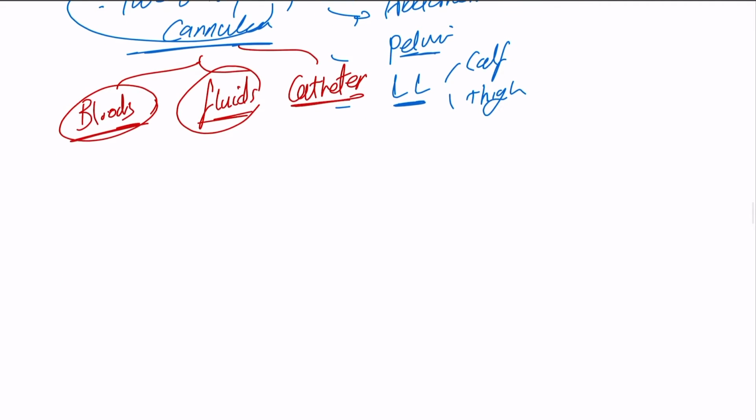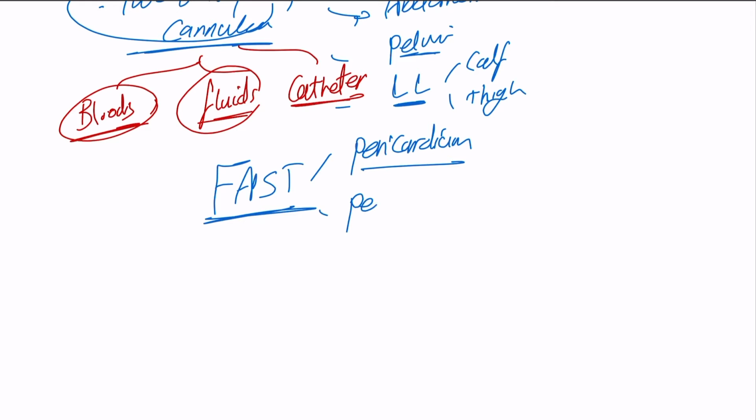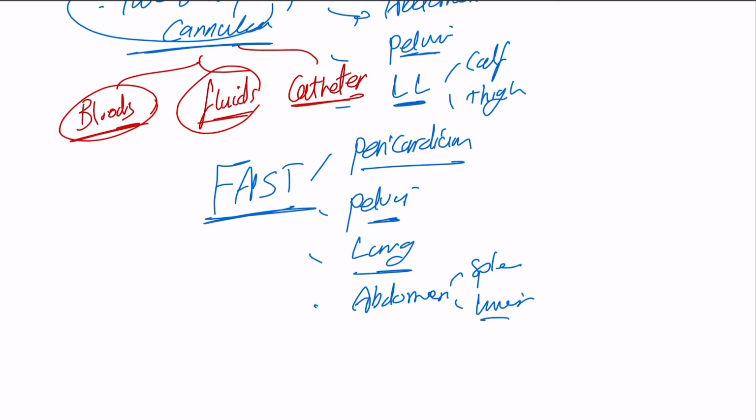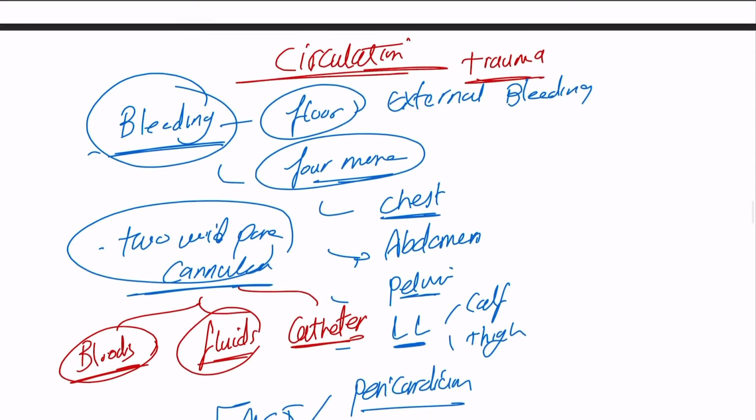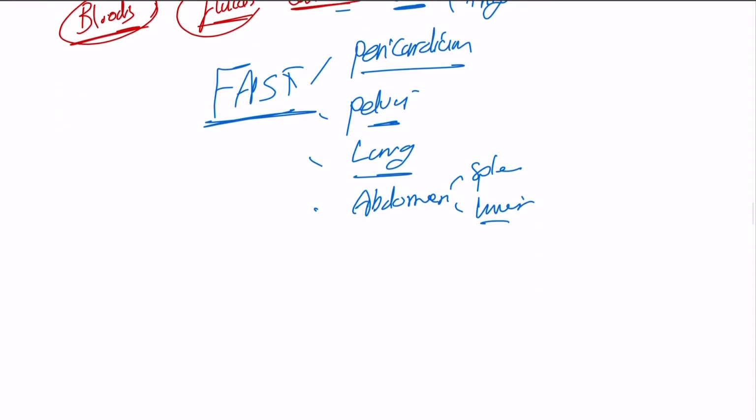In the circulation, we can consider something called a FAST scan. This is an ultrasound, and you're doing it to look around the pericardium and in the pelvis as well, and around the lung and in the abdomen, toward the spleen and the liver as well. That's a FAST scan. So this is how to diagnose and treat the C as well.